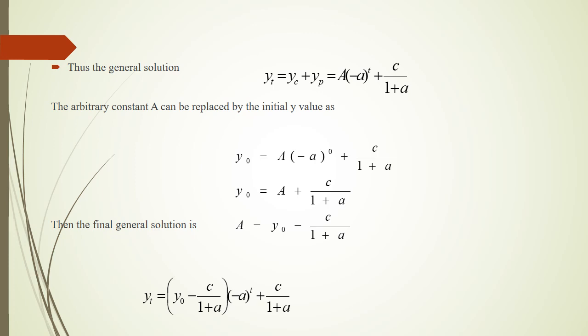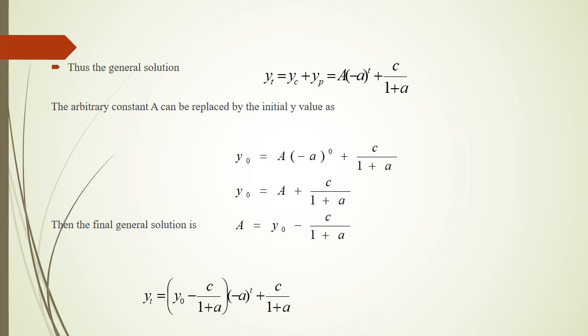Now one more thing you have to do here. What is that? A is an arbitrary constant. We can replace A by something. How to do it? So this is the procedure. Our general solution is y_t = A(-a)^t + c/(1 + a). Just replace y_t by y_0, because there is a relationship between y_0 and the A that we have already discussed. So now we are once again going back to y_0.